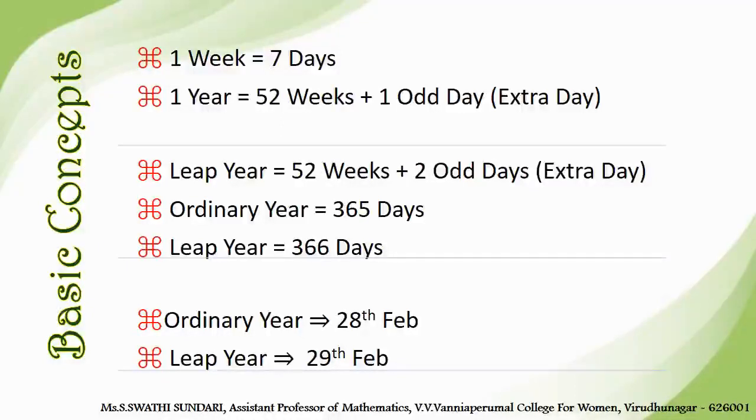Why in a leap year do we have 52 weeks and 2 odd days? That is because in a leap year there will be 1 extra day. February ends on 28th in every normal year, but in a leap year it ends with 29 days. And hence we have this 1 extra odd day over a normal year. Now we know the basic concepts in calendar problems.